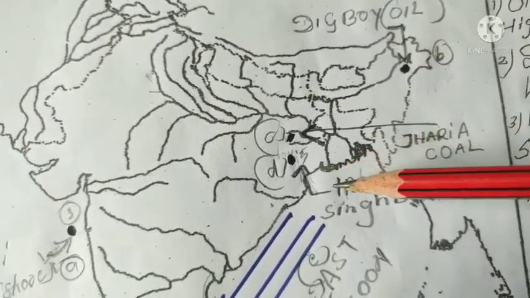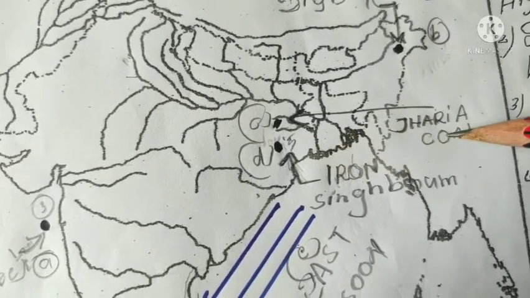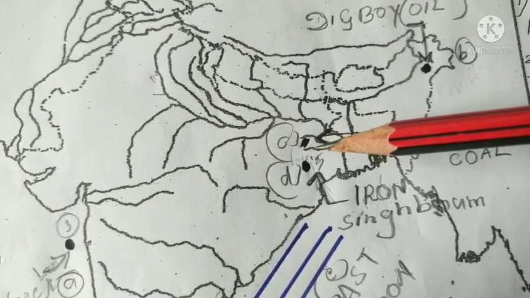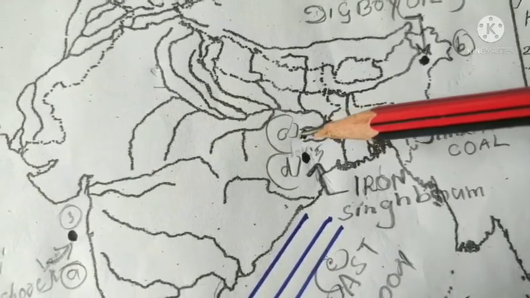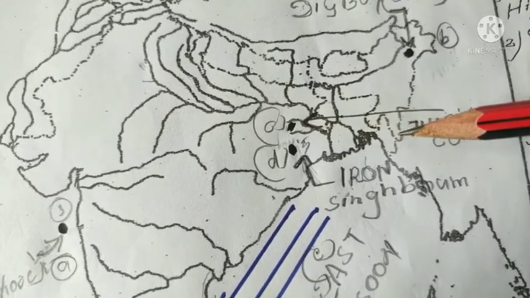And there are also two mineral deposits for the examination. The first is known as the Jaria coal field. So where is Jaria? This is the river Damodar and its tributary. In between these, you can put a dot and mark here Jaria coal field.